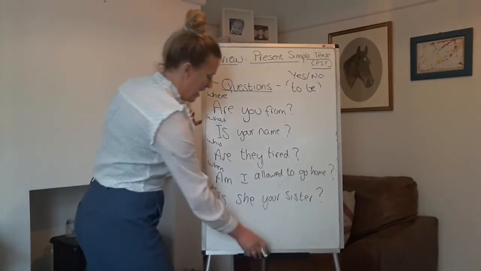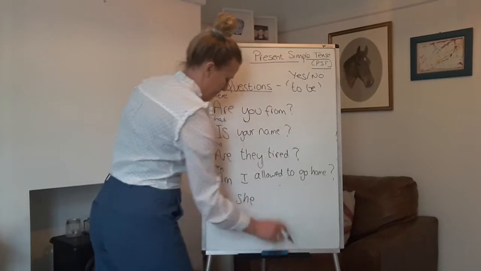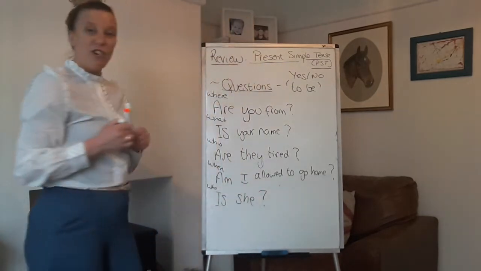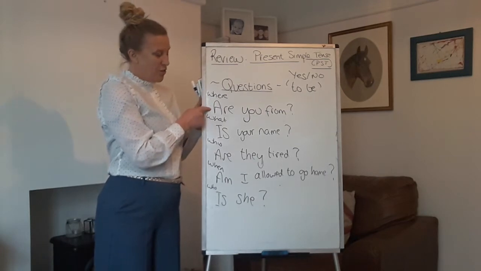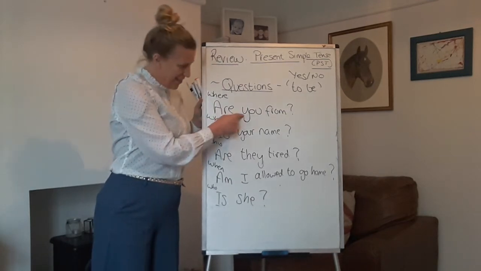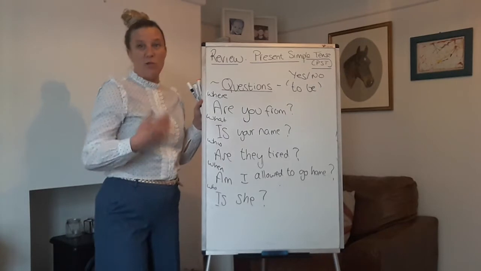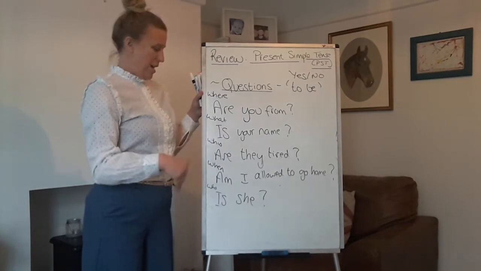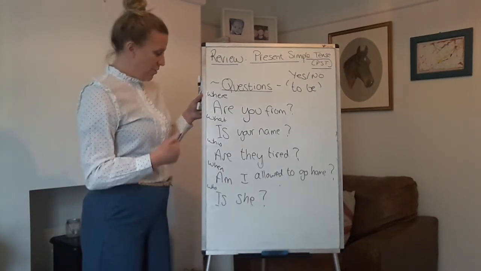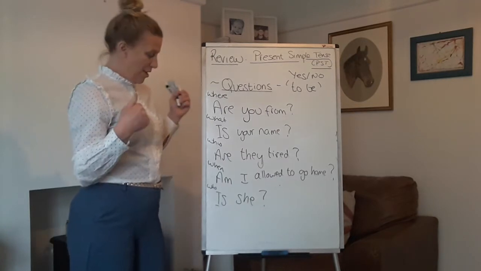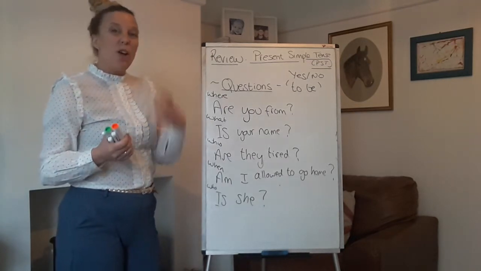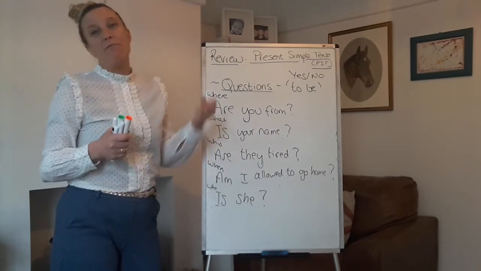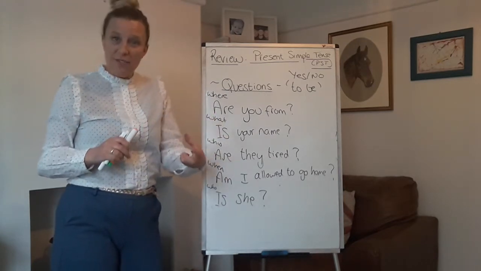Who is she? Etc, etc. So with WH, we just put the WH in front of the verb to be and then the subject, then the rest of the sentence. Where are you from? What is your name? Why are they tired? When am I allowed to go home? Who is she?